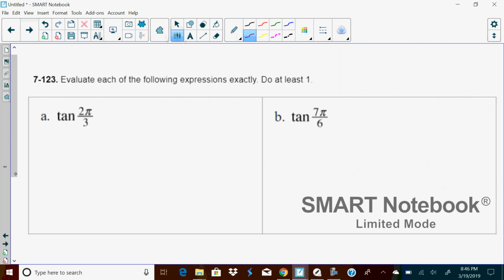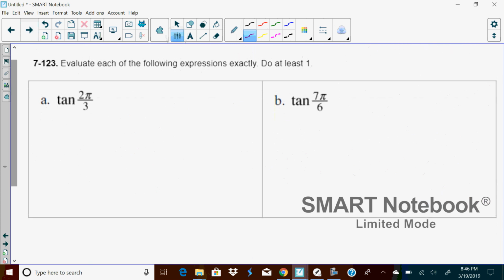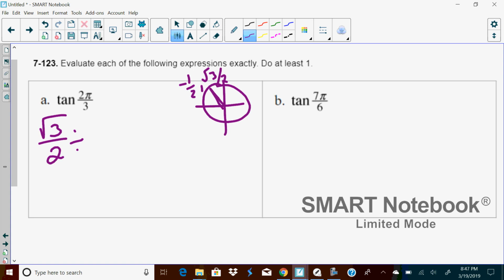Problem 123, evaluate each of the following expressions. So tangent of 2 pi over 3, if I go on my unit circle, it ends up being over here. So it is negative 1/2, square root of 3 over 2. So to find the tangent, I divide those. I do the square root of 3 over 2 divided by negative 1/2. Square root of 3 over 2 times negative 2 over 1. The 2's cancel, so I get negative square root of 3.